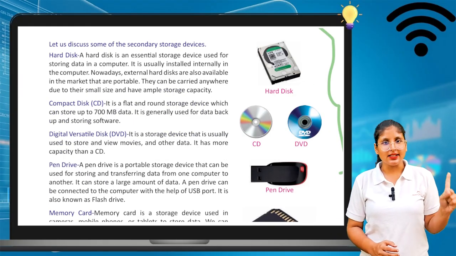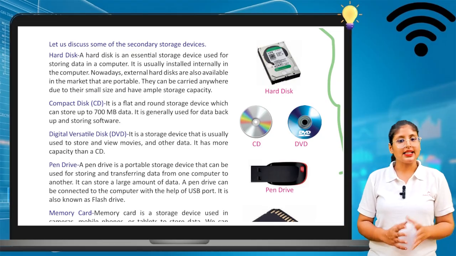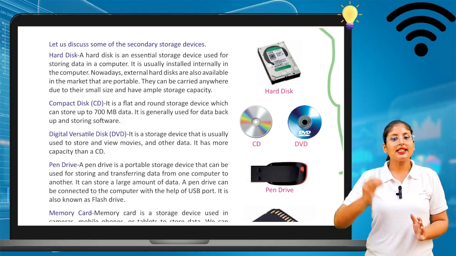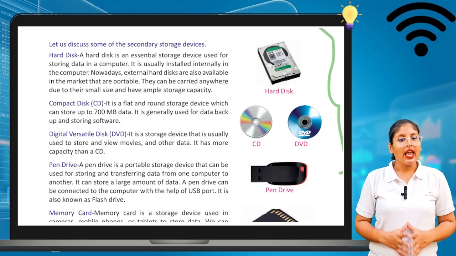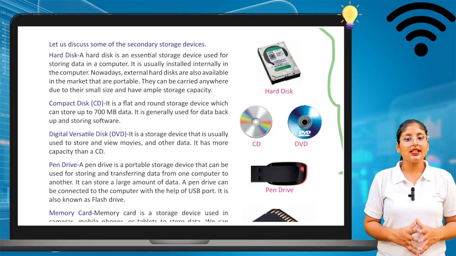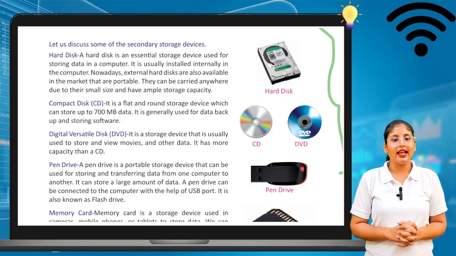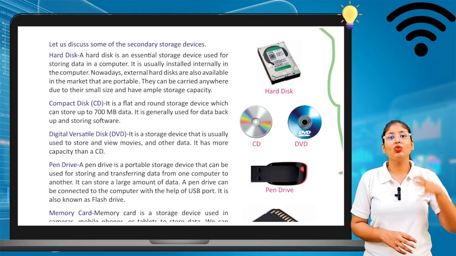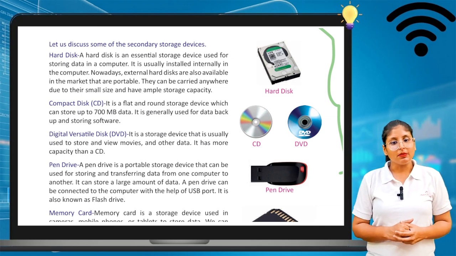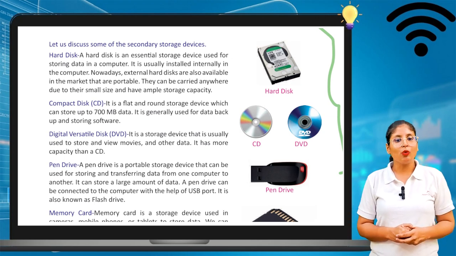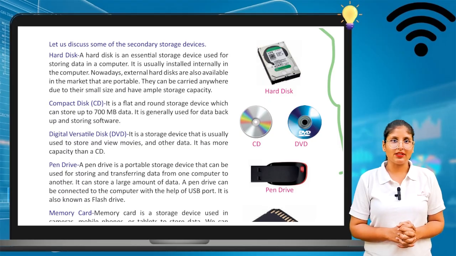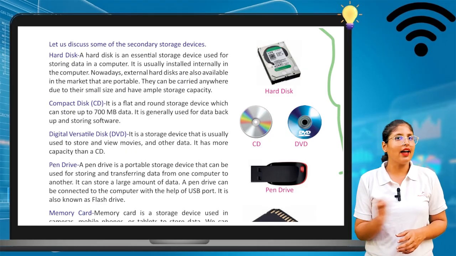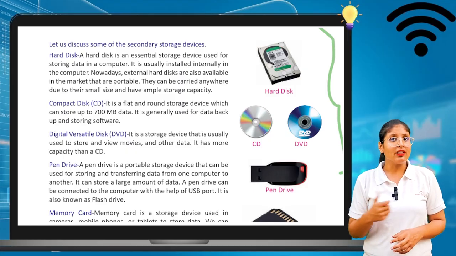First is hard disk. A hard disk is an essential storage device used for storing data in a computer. It is usually installed internally in the computer. Nowadays, external hard disks are also available in the market that are portable. They can be carried anywhere due to their small size and have ample storage capacity, so you can store all your data in a hard disk.